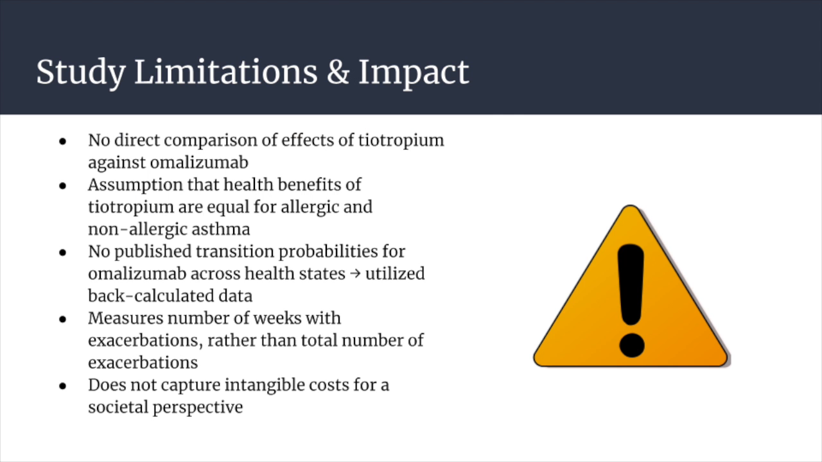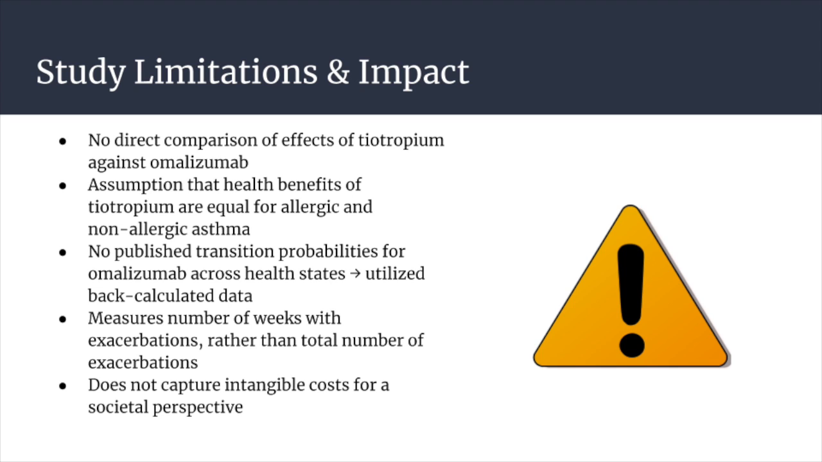Looking at the study limitations and impact, first of all, the study addressed the limitation that no direct comparison was done of effects of tiotropium against omalizumab. Therefore, the true efficacy between these products is still not well understood. Secondly, the study utilized the assumption that health benefits of tiotropium are equal for both allergic and non-allergic asthma. However, there is data to support this assumption. Next, there's no published transition probabilities for omalizumab across health states, and the study utilized back-calculated data to calculate these probabilities, and therefore this may not accurately represent true transition probabilities.